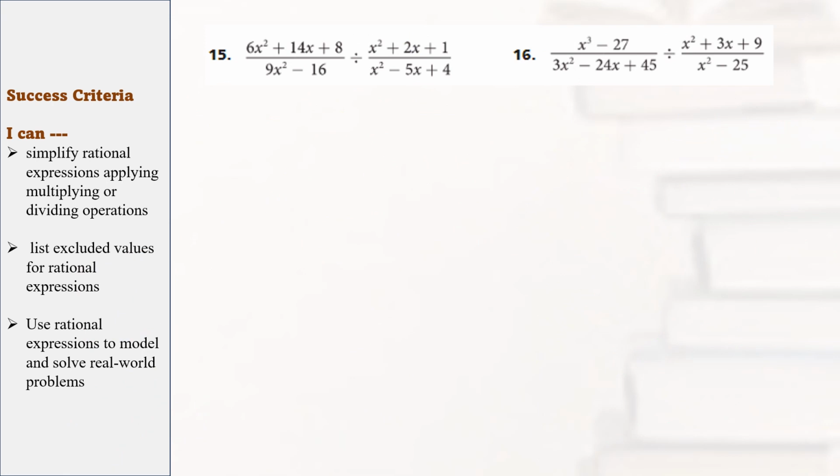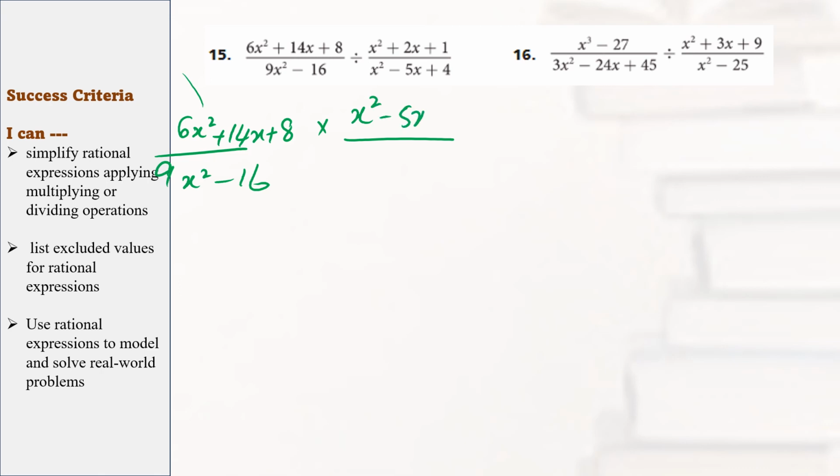Next question. The first expression we are going to write as it is: 6x squared plus 14x plus 8. And denominator also we will write as it is. Divide changes into multiply. On the top we will write x squared minus 5x plus 4. And in the denominator we will write x squared plus 2x plus 1.